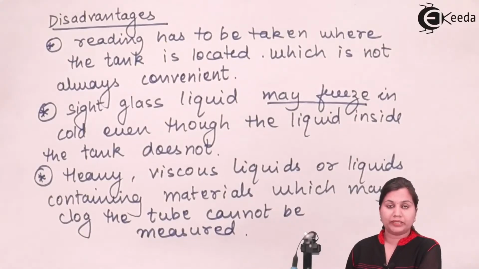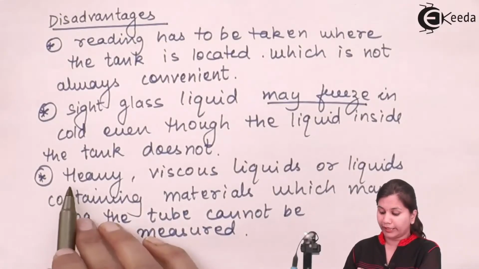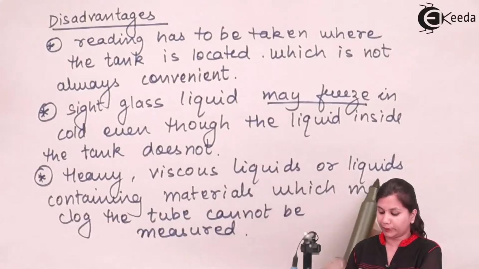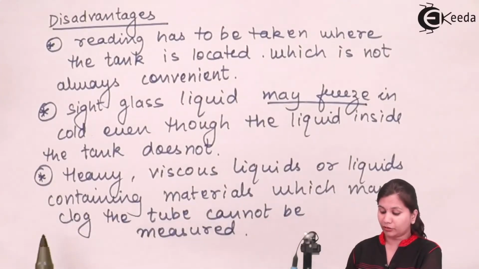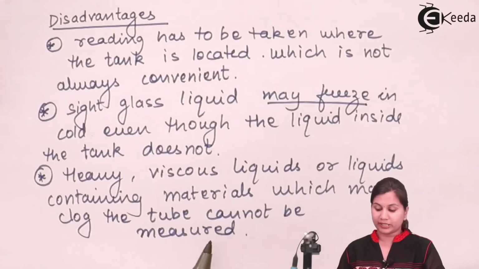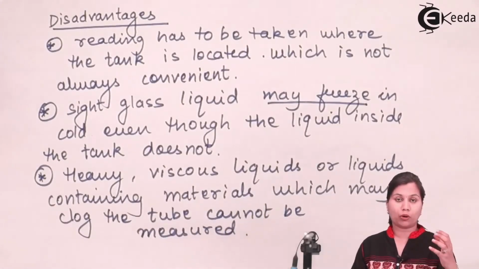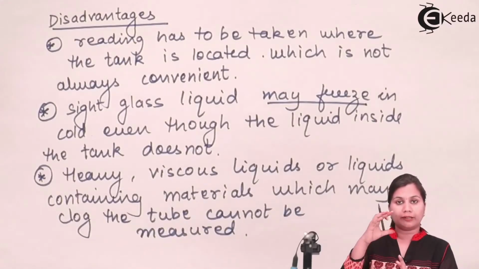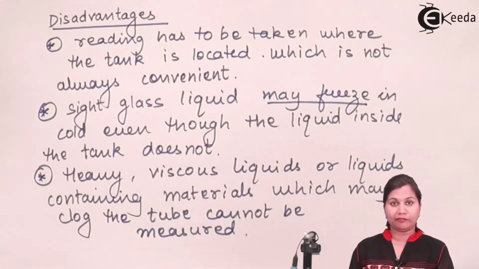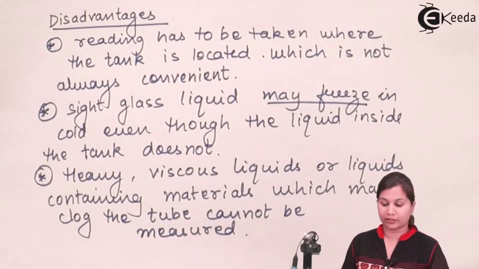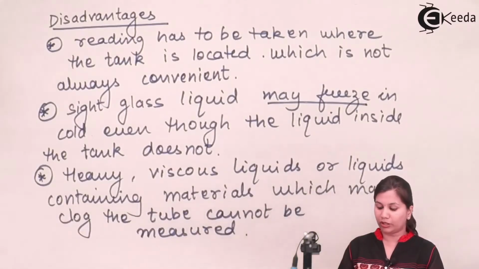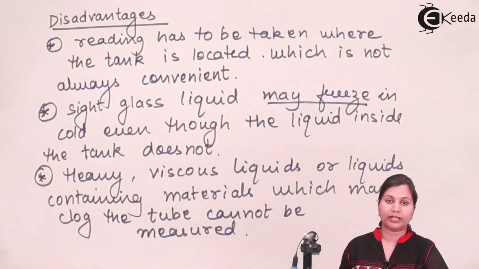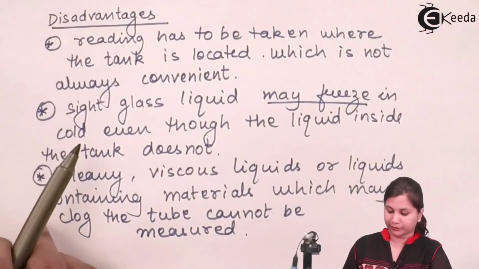Now this side glass tube method cannot be used for heavy viscous liquids or liquids containing materials which can clog the tube. Because these heavy viscous liquids are going to block the valves and also clog the tube. If we want to clean the tube, it will be very difficult, and it is not going to give us the correct readings. So heavy viscous liquids or liquids containing materials which can clog the tube cannot be measured with the help of this glass tube method.